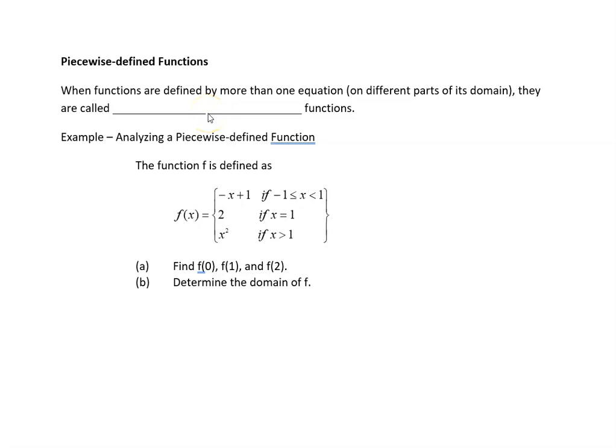In this video, we're going to be introduced to a piecewise defined function. A piecewise defined function is exactly as its name implies. It is a function that is defined by more than one equation or piece on different parts of its domain. So a piecewise defined function is basically going to have more than one definition, and that definition is going to change depending on which piece of the domain that we are looking at.